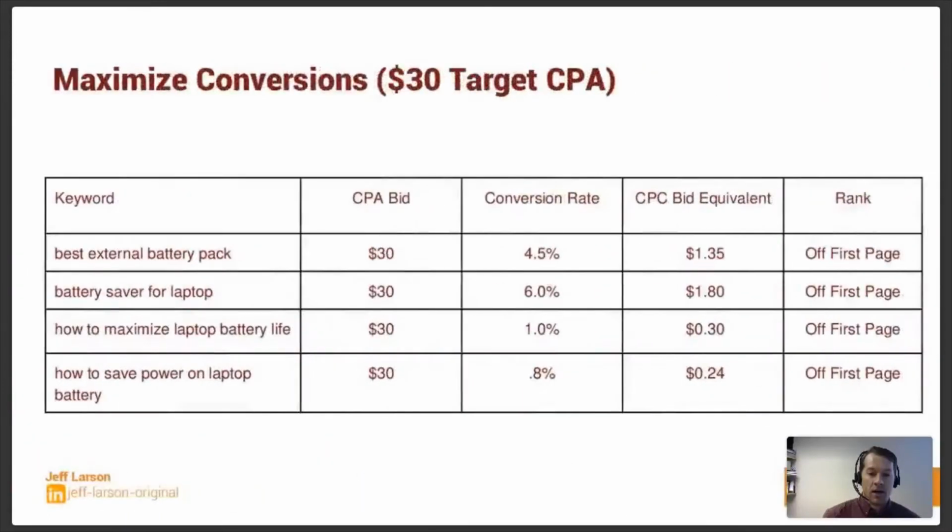If you set to maximize conversions with a $30 target CPA, what is Google going to do? It's going to convert that CPA bid into a cost per click bid. So you multiply that cost per acquisition bid by the conversion rate. We're going to end up with a cost per click bid equivalent of less than $2 for all those keywords, and only 30 cents and 24 cents for the third and fourth keyword, which all of those bids are going to be too low to even rank on the first page. So I tell students to be very careful about CPA bids. They often just lead to no volume at all.